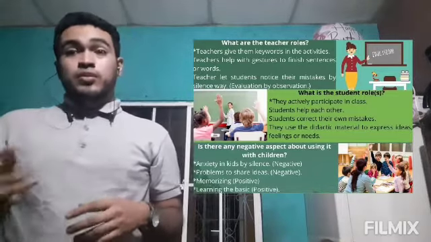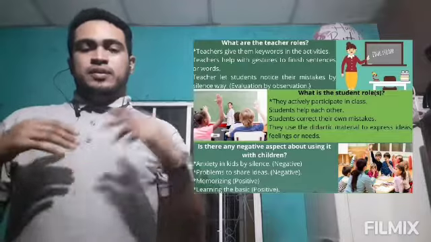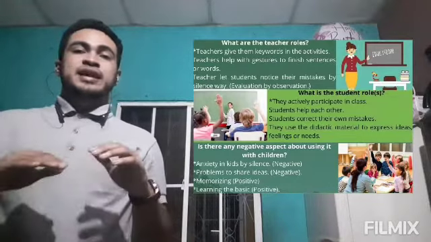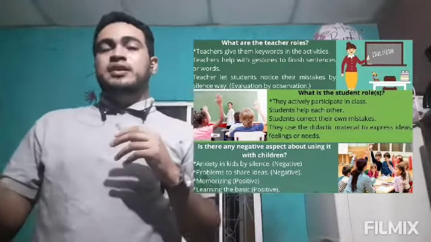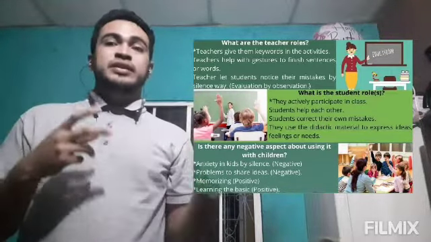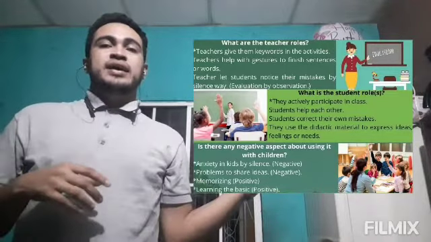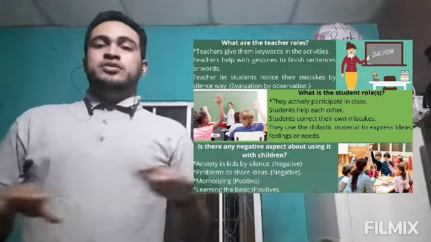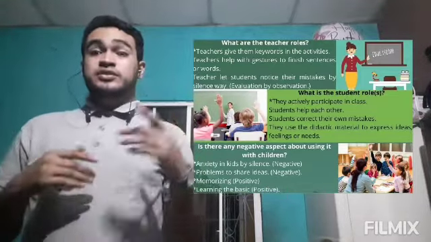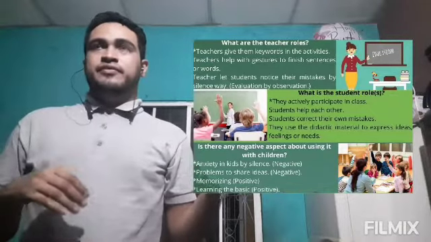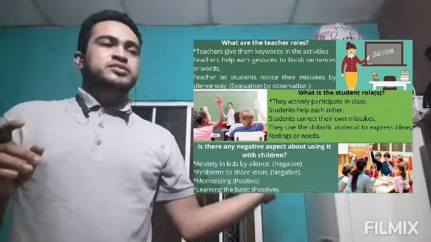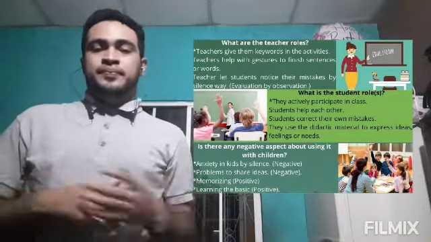But what is the student role? One of them is that they actively participate in class. In the majority of classes, the professor guides the whole class. But in this case, the teacher only provides some relevant information, and the students provide their knowledge to that class. So the students guide the majority of the class. Also, the students help each other. If they don't understand some word or pronunciation, they ask each other, and they help each other.